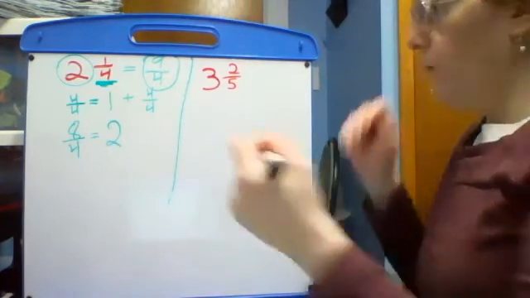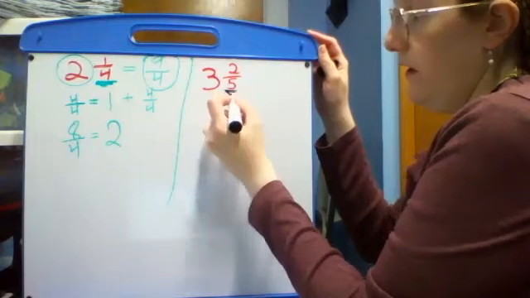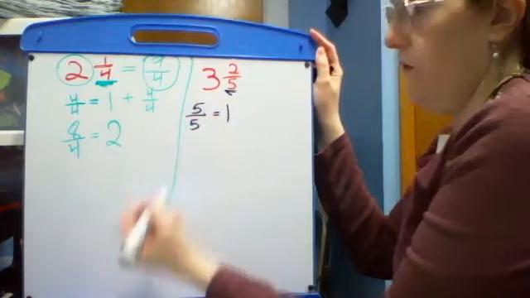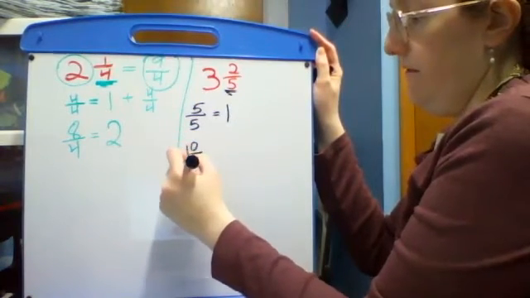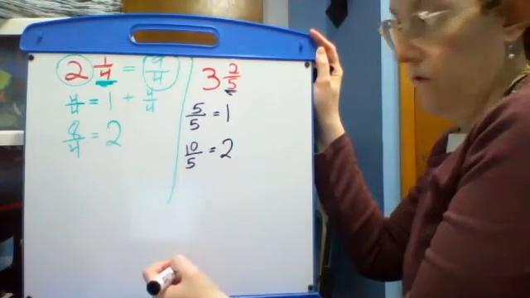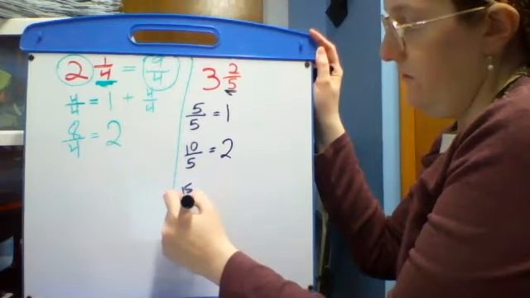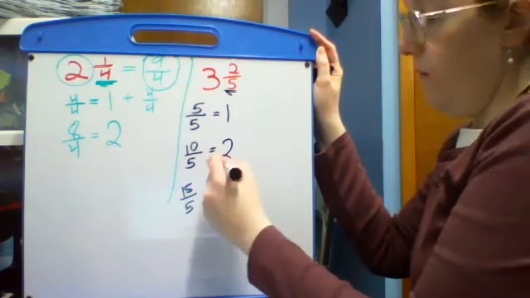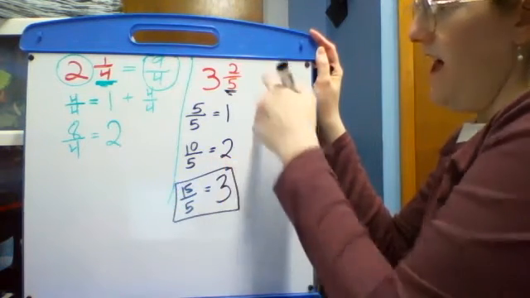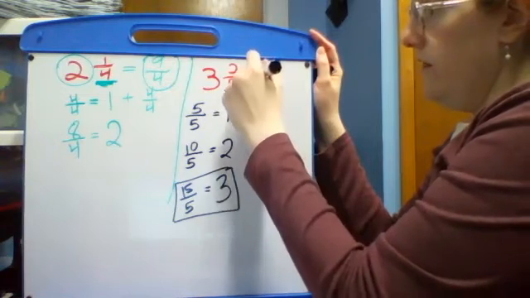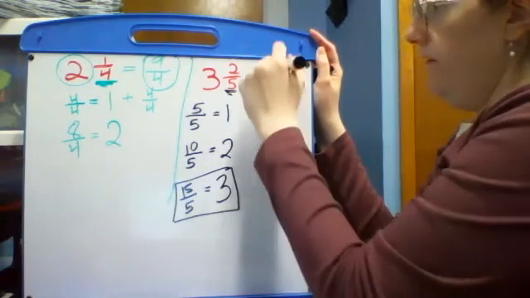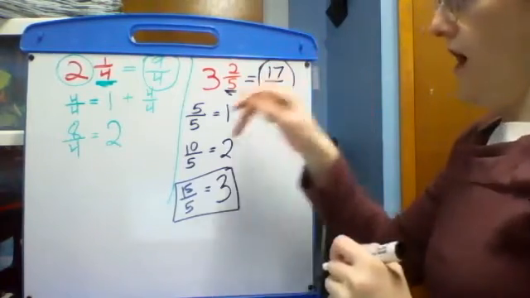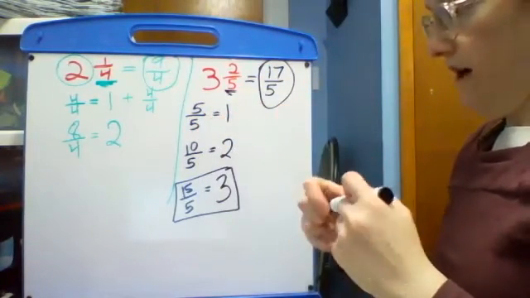And again, what you should have done is go to your denominator and think, okay, 5 fifths would be 1 whole. 10 fifths would be 2 wholes. 15 fifths would make 3 wholes. So if my 3 wholes are 15 fifths, and I have 2 more fifths, that means altogether I have 17 fifths. That's how we change a mixed number to an improper fraction.